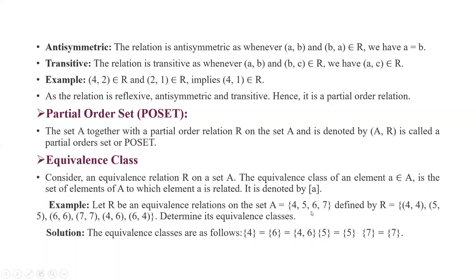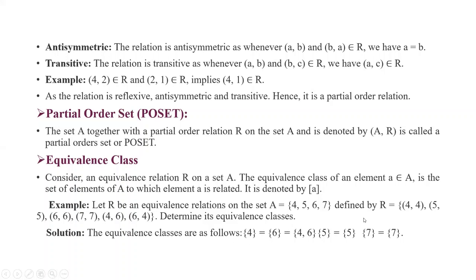Suppose this is a set A containing the elements 4, 5, 6, 7. So here the element 4: 4 is related to how many elements? We have to find out that set. Same for 5, this element 5 is related to how many elements? Same for 6, 6 is related to how many elements? This is the class of that 6. Same for 7, 7 is related to how many elements? We have to find out, and this is nothing but the equivalence class for each element.